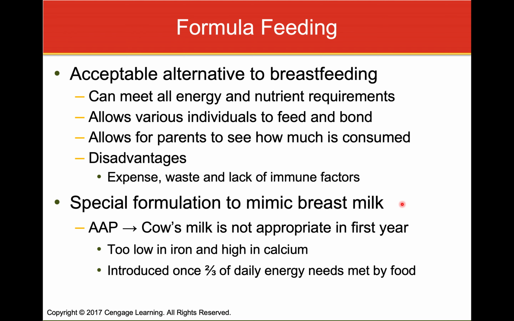So it's important to understand that infant formulas are specially formulated to mimic breast milk. And the American Academy of Pediatrics says that cow's milk is not appropriate in the first year of life. The reason for this: it is too low in iron and too high in calcium, and it should only be introduced once 2/3 of the daily energy needs can be met by food.